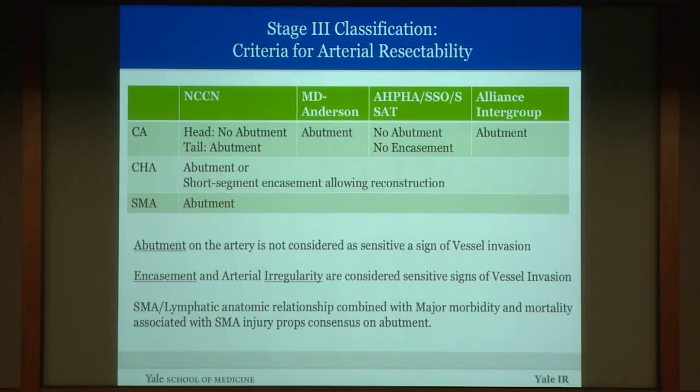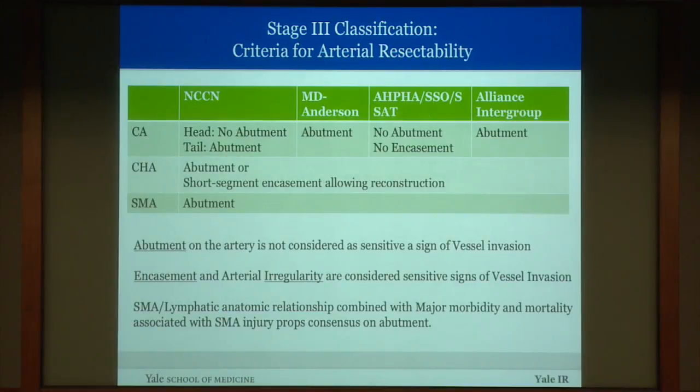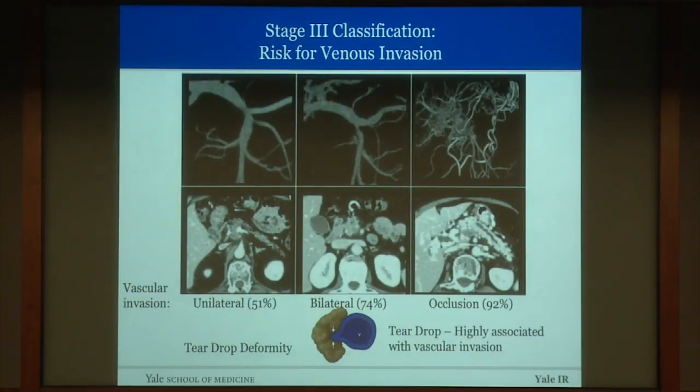One of the reasons why there's so much agreement on the SMA is that the SMA also has a lot of lymphatics around it, and so the morbidity is higher if they need to resect the SMA. And for the SMV, essentially, they did the same thing. Here, the vein is theoretically more easily reconstructed, so people are more willing to take the risk with encased vessels. This is again risk stratification for vessel involvement.